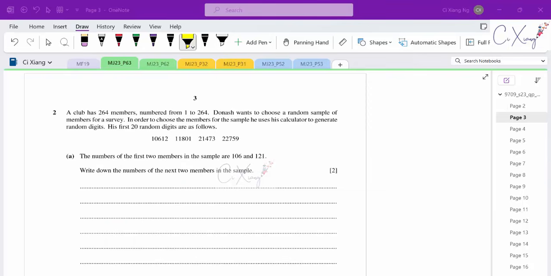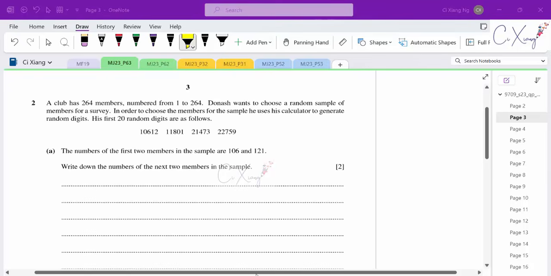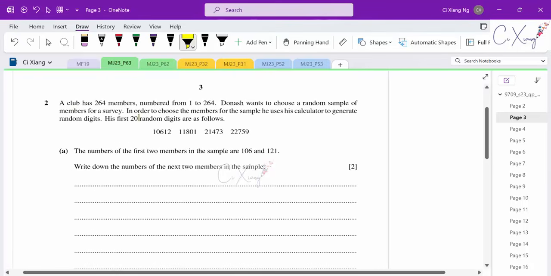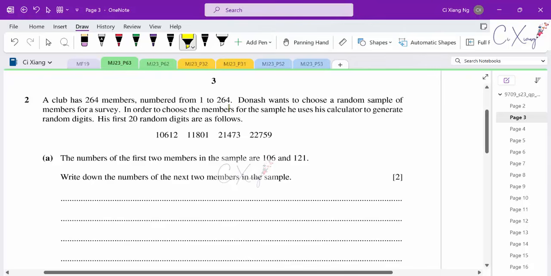Okay, so question number 2. We have a club with 264 members, numbered from 1 until 264. Then Donash wants to choose a random sample of members for a survey. He will use the calculator to generate the random digits. So these are the random digits that they have. The numbers of the first two members are 106 and 121. They want us to write down the numbers of the next two members in the sample.